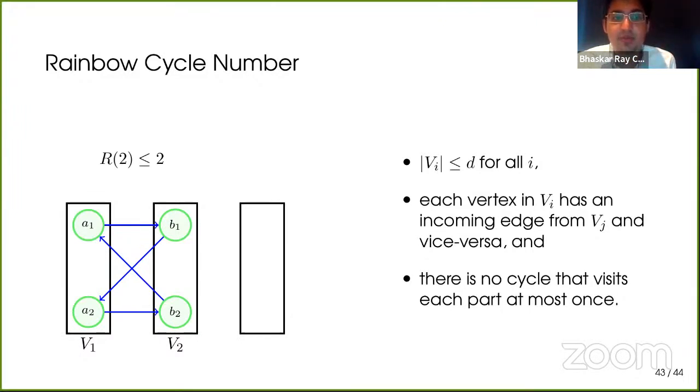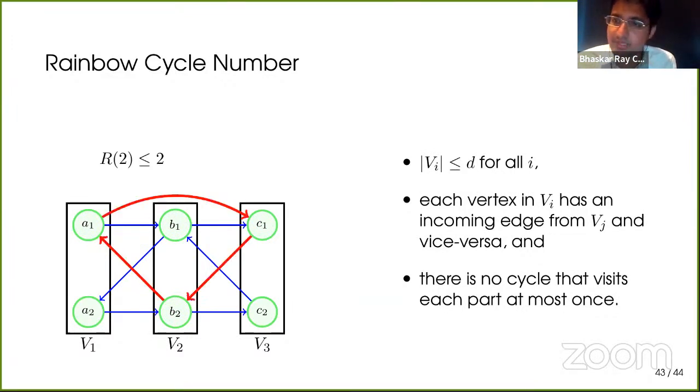Can it be 3? If it is 3, then you see that the structure of this bipartite graph between the two parts is forced. Whatever the bipartite graph between V2 and V3 is, it is going to be isomorphic to that between V1 and V2. So you're going to have a similar structure. And between V1 and V3, you will have a similar structure, which would mean that either you have an edge from A1 to C1, in which case you have a 3-cycle like this, which visits each part at most once, or you have an edge from C1 to A1, in which case you have a 3-cycle which visits each part at most once like this. So like this, you can also show that R of 2 is at most 2.